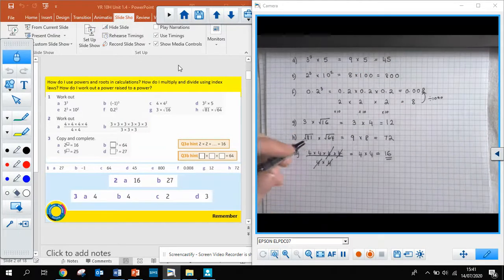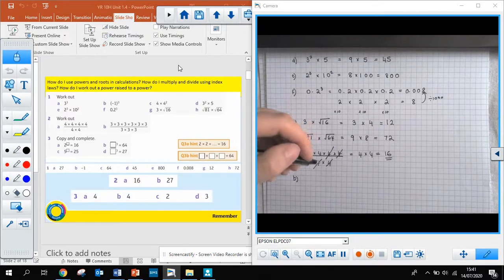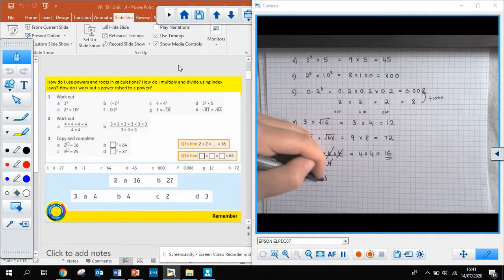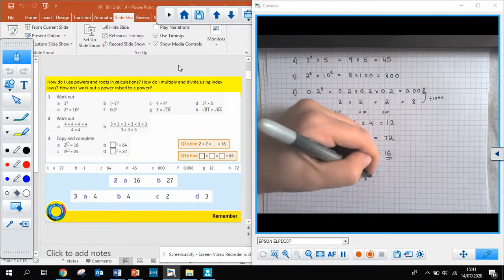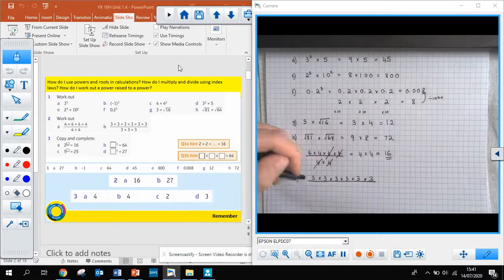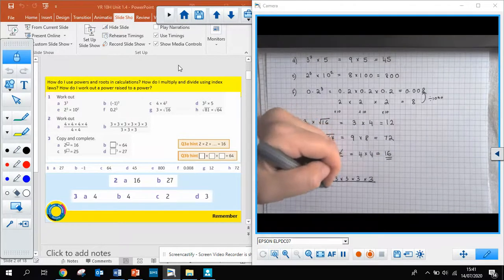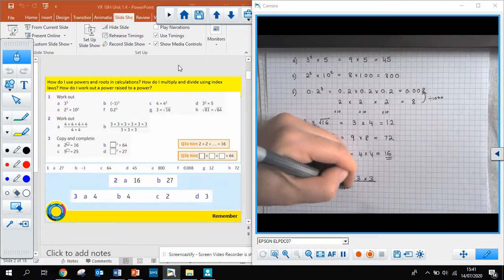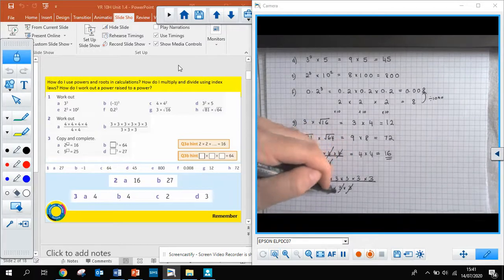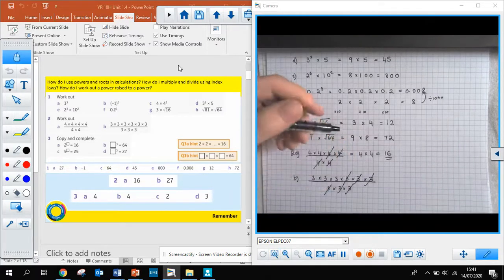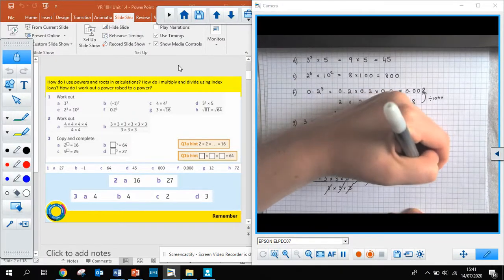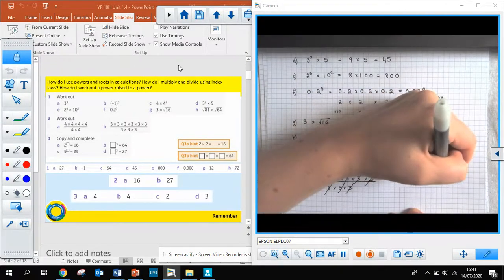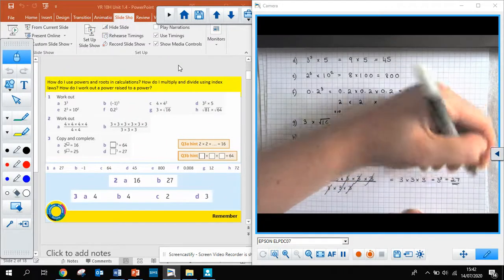Okay, and part B, I have 3 times 3 times 3 times 3 times 3 times 3 all over 3 times 3 times 3. Okay, eliminate what's common. So I have three 3's in the bottom, and six 3's in the top. So I'm actually just left with 3 cubed, which we know is 27.